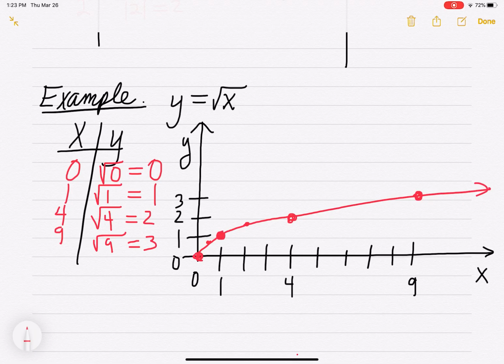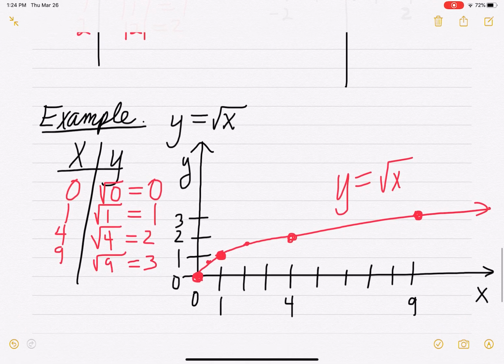So be familiar with these 4 key points: 0, 0, 1, 1, 4, 2, 9, 3. These 4 key points. This is called the square root equation. Y equals the square root of x. So I think that's all we really want to mention right now.